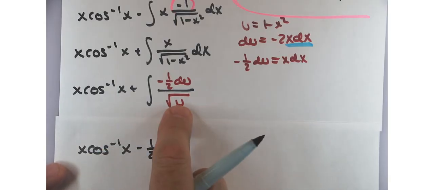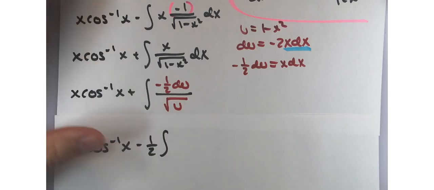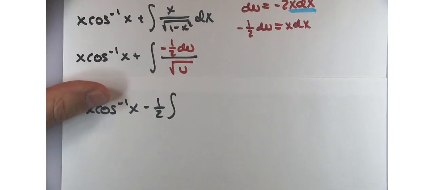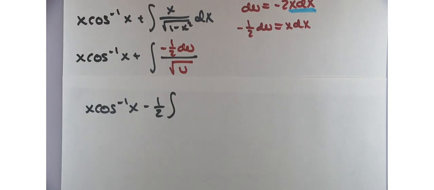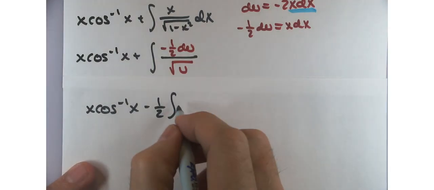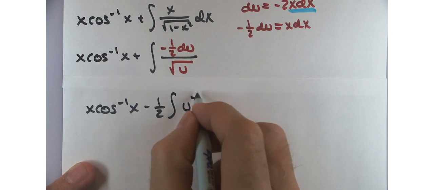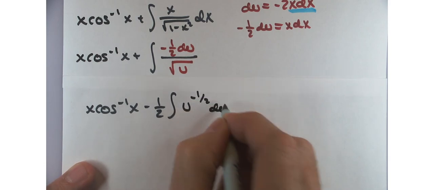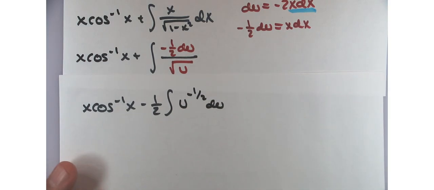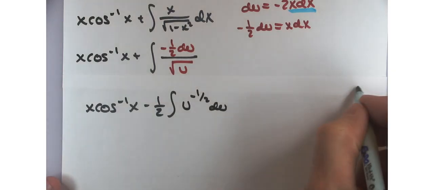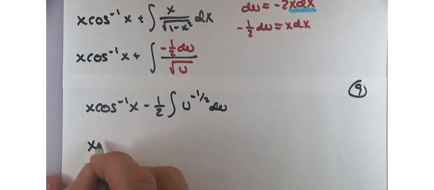What do you think I want to do with that square root of u term in the denominator? How could I rewrite that to make my life a little bit easier? James? Very close. It's in the denominator. Yeah, u to the negative 1/2 du. Nice. So to finish this up, I need the antiderivative here.